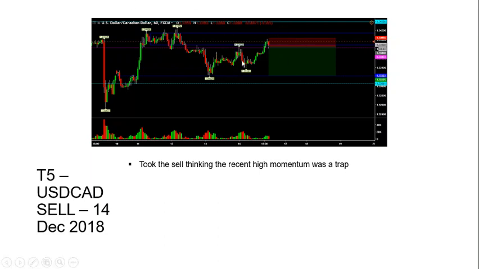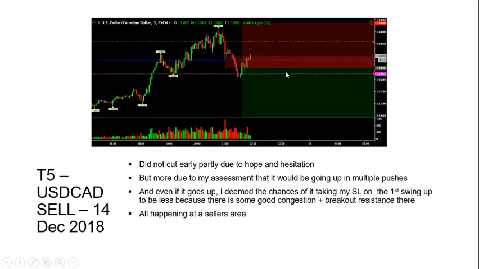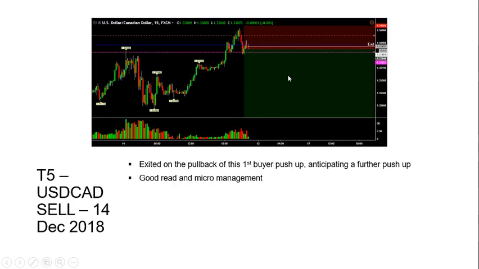So of course I know some people may have taken trades over here for the sells. Of course the sell worked, but for the scale that I'm looking at, I'm looking for a bigger sell, right? So I needed price to come over here. So I wasn't interested to sell at all around this point. I just wanted to wait for this. So I exited on the first pullback of this first buyer push-up, anticipating another further push-up.